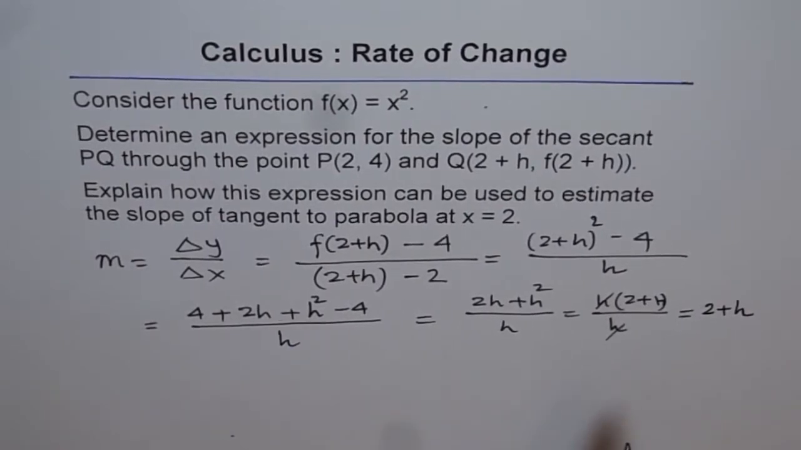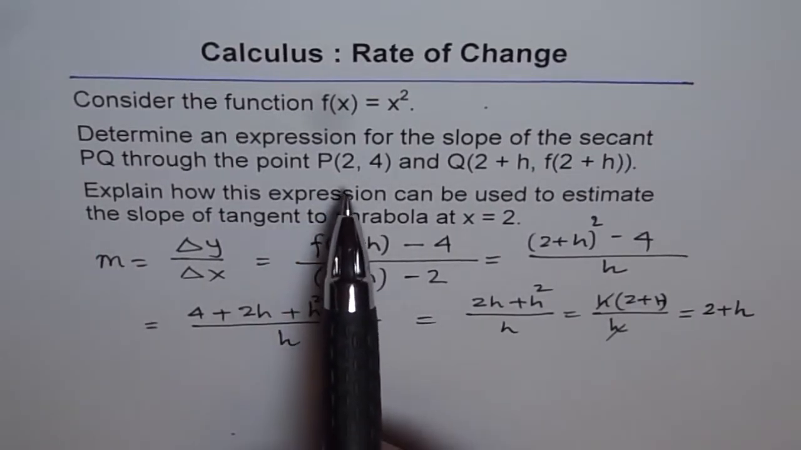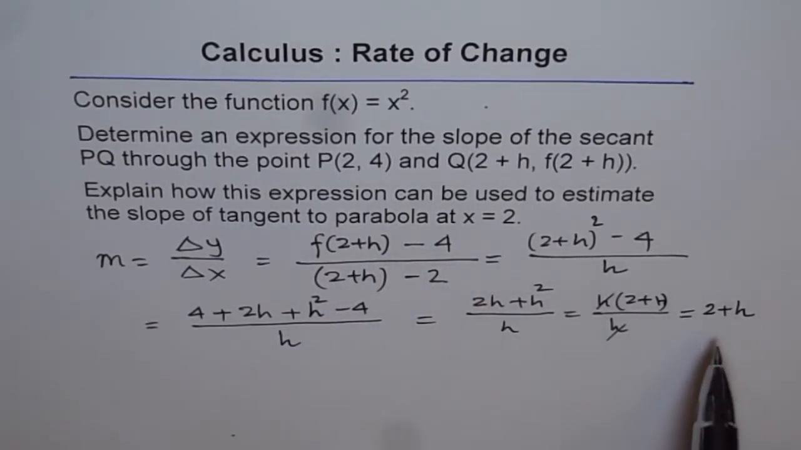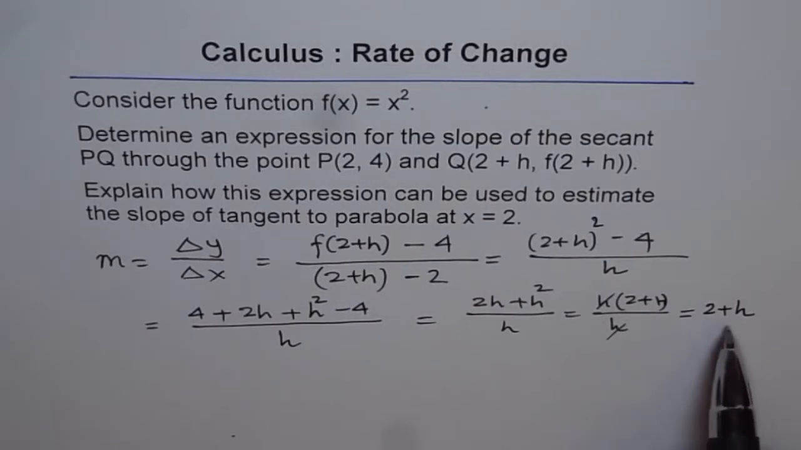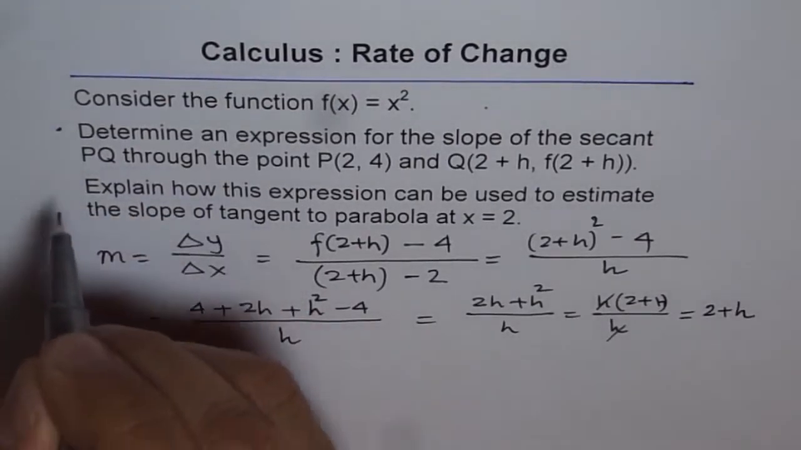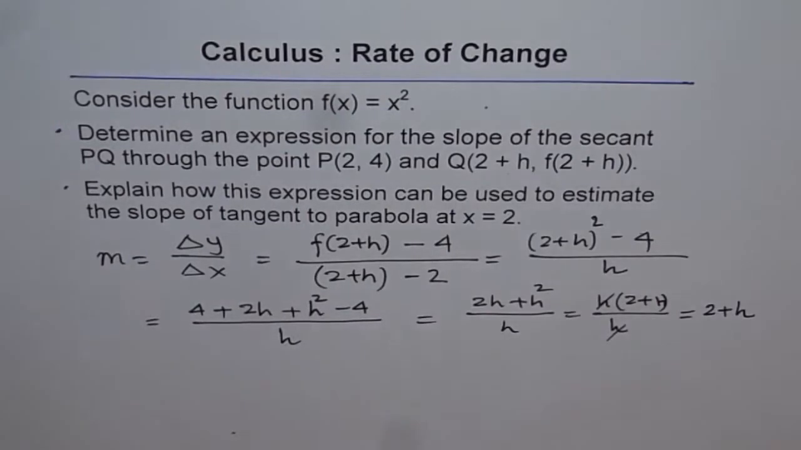So from here we get that the slope of the secant PQ through these two given points, P which is (2, 4) and Q, is given by this expression, right? So that is the expression for the slope of the secant. That's the first part which we just did. Let's look into part 2.